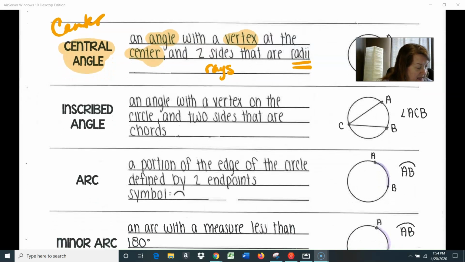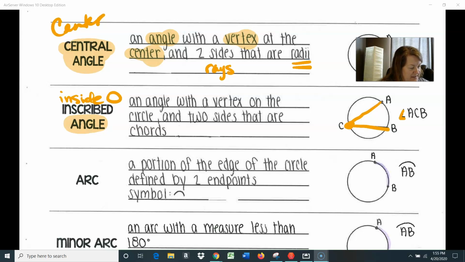An inscribed angle is, we're still looking for an angle, but now it doesn't have to have the center on it. It just has to be inside the circle. Okay, so notice here is my vertex point. So now my angle is called ACB, and now the two rays are no longer radius points, right? They're just chords. Chords, remember, are segments that go into the circle and share the endpoints on the circle itself.